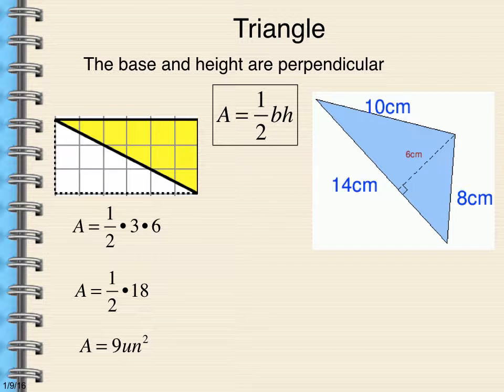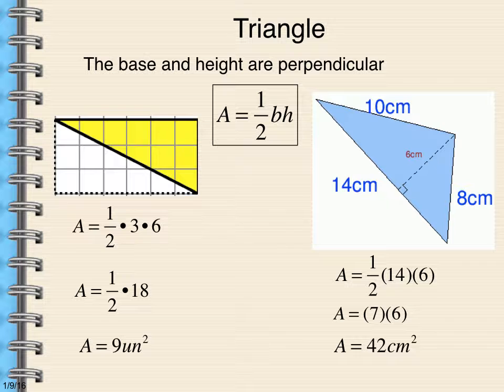It is not overly obvious which side you want to call the base, which one you want to call the height here. But you want to look for a base and a height which are perpendicular to each other. So my base is going to be 14, my height is 6. And to make my computation easier, let's do half of 14 or 7 times 6. That's 42 square centimeters for that triangle. The formula for the area of a triangle is half of the base times the height.